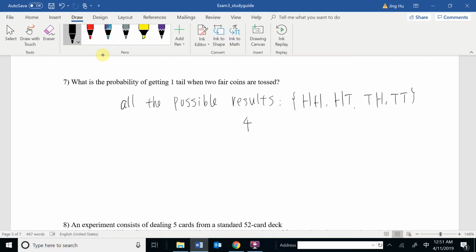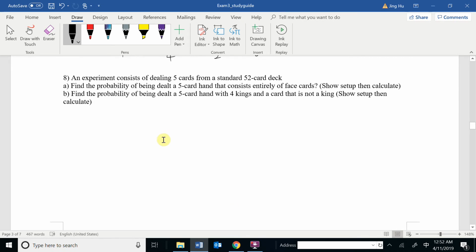So now let's count only getting 1 tail. The result could be head, tail or tail, head. So you have 2. So the probability is 2 over 4, which is 1/2. Also, you could write it as 0.5. Let's go to number 8.